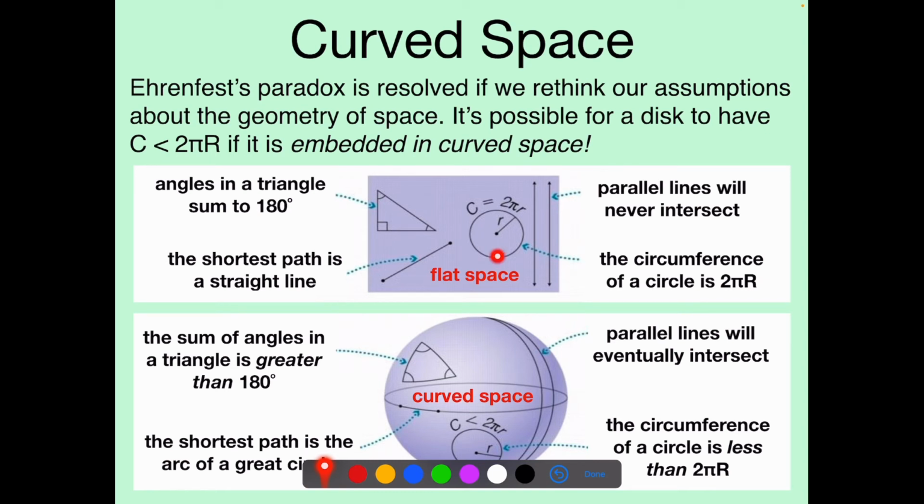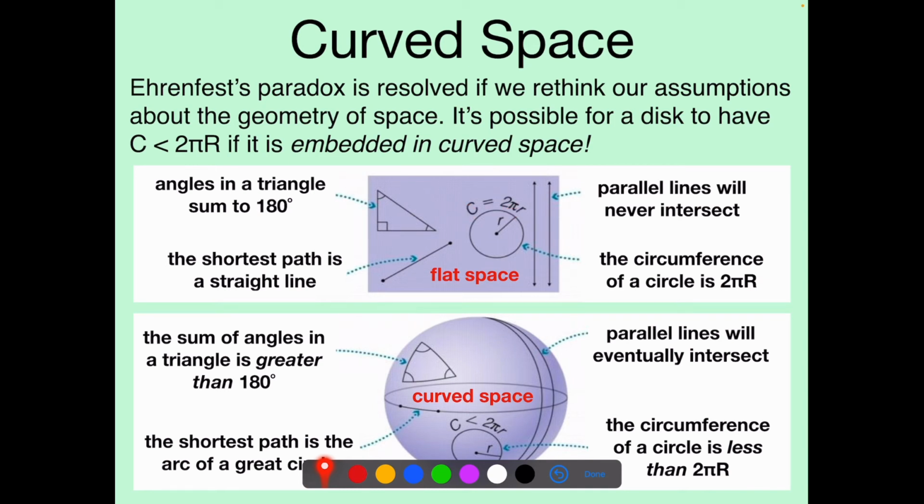So we'll start with flat space over here. Imagine drawing different shapes onto a flat sheet of paper. We could draw a triangle, and we would know that the angles in that triangle have to add up to 180 degrees. We could draw a circle, measure its radius and its circumference, and we'd find that the circumference is equal to 2 times pi times r.